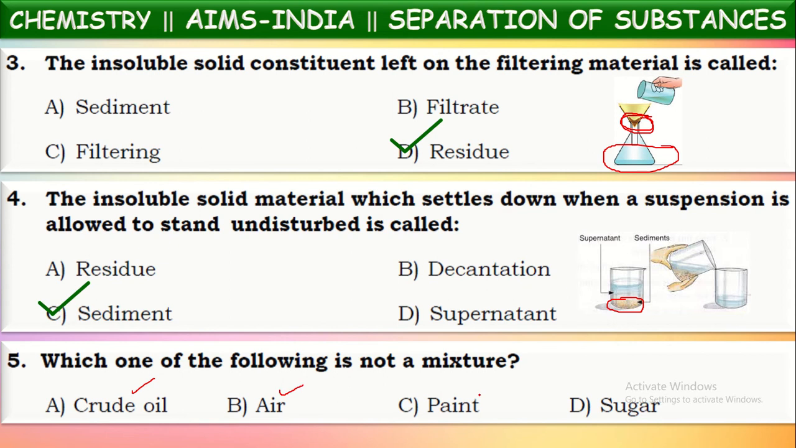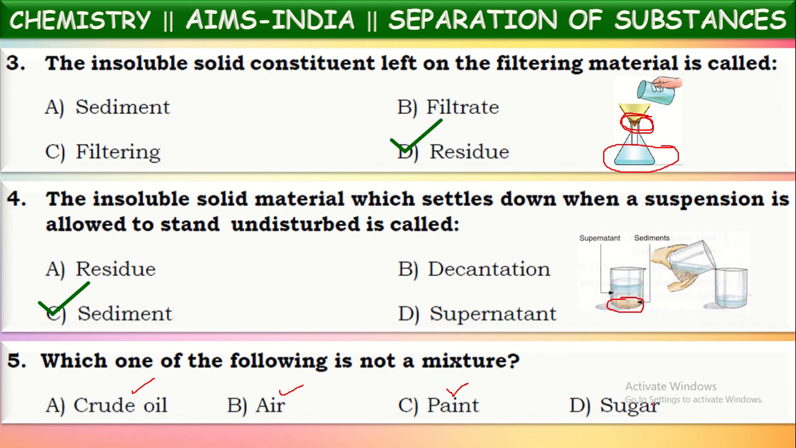What about paint? Paint is also a mixture. It contains different colored pigments and some solvent also. When you apply paint on the walls or any article, the solvent evaporates and the color pigments stick to that wall or any other surface. So in this way, paints are also mixtures of some components. Okay, paint is also a mixture.